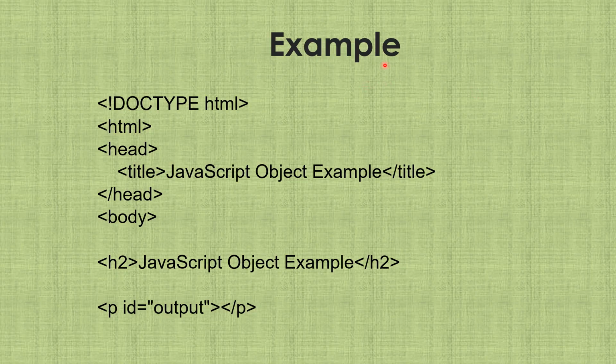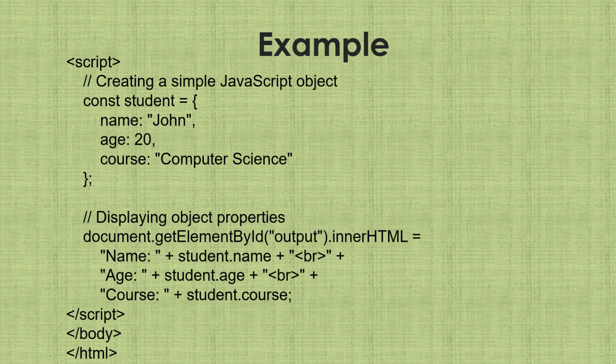This is an example simple JavaScript program. Here we write the HTML tag head and the title, JavaScript object example. Then we write the script. Here we create a single JavaScript object. The object name is student. The properties of the student object are name, age, and course. Then we display using the getElementById function. Here we display the object properties.